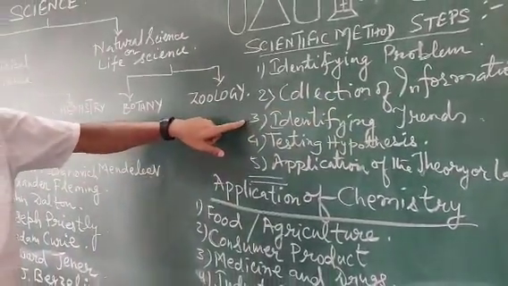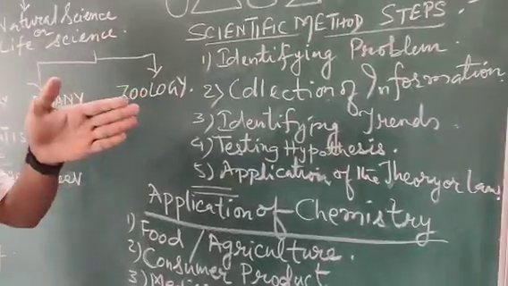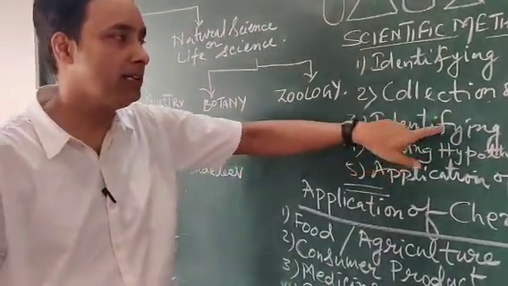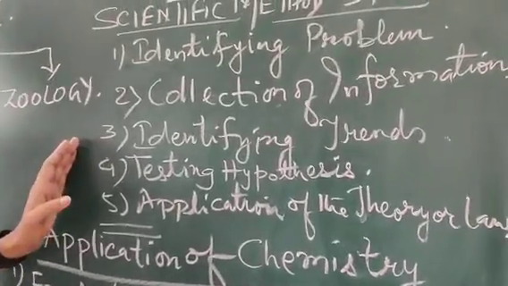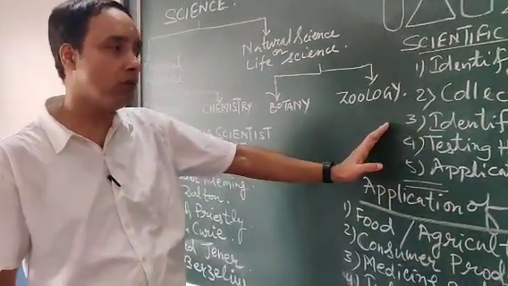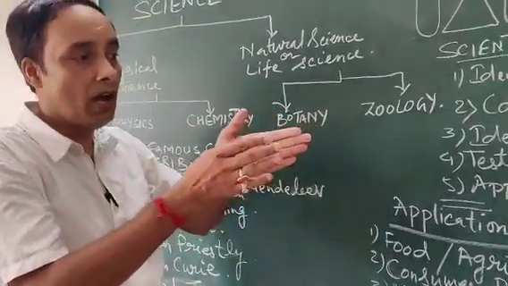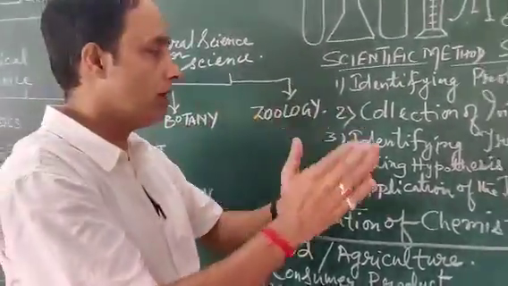Third point, identifying the trends, on which trends we have to work, either this or that. This is the third point, identifying the trends. Fourth point, testing the hypothesis. This is a very, very important point, children, because you need to know where you have to work and what to find in that particular area.